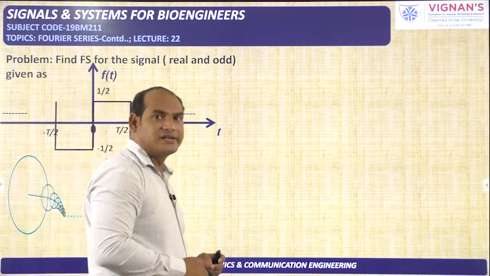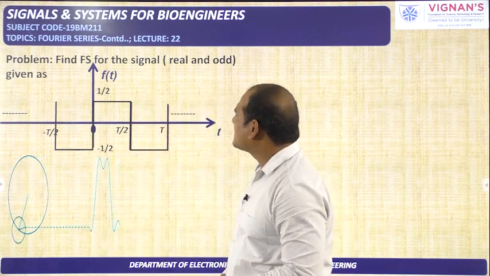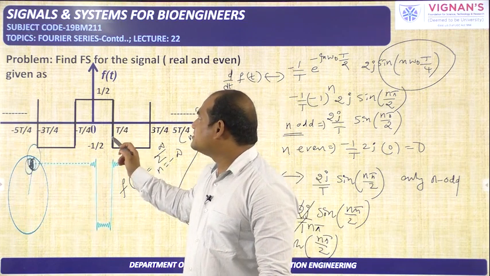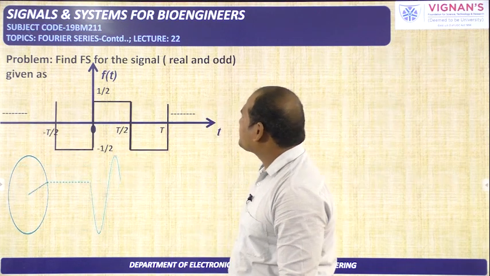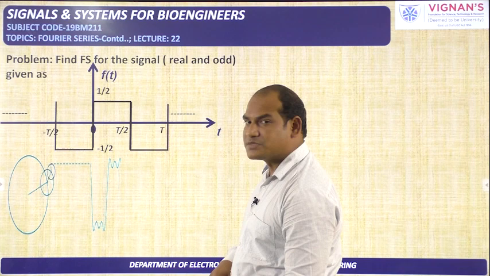This is the f of t signal, and again it is a square wave only. In the previous problem also we took a square wave, but this square wave is symmetrical with respect to the y-axis. That means it is an even signal, and the previous one is the odd signal. We will see the conclusions after completion of this problem.